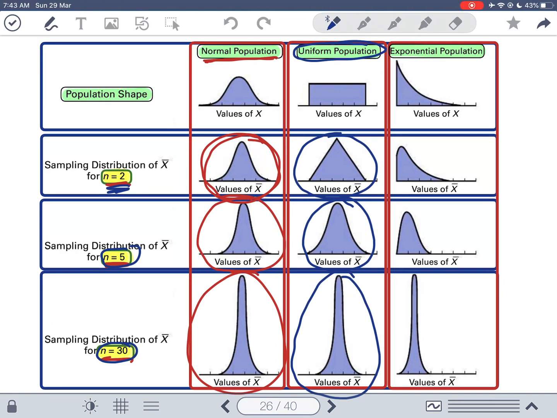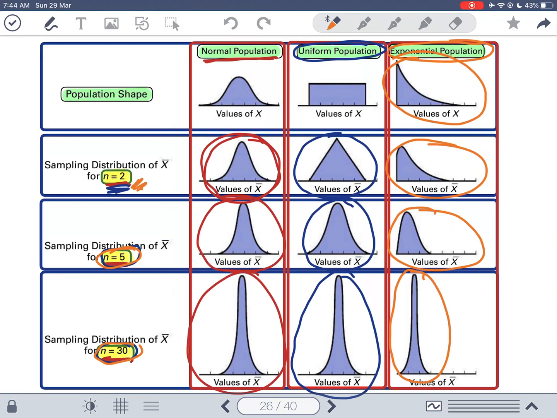There are some situations where you need more than 30, but those probably are things that you will not see in this course. And the last one is if you have an exponential population like this, then if you take n equal to 2, you will get a shape that still is not normal. N equal 5, you'll get a shape that is still okay, but not normal. It's not bell-shaped exactly. And if n is 30, yes, now we see that it looks normal. What is this distribution here? It's the sampling distribution of the sample means in all of them. It's the sampling distribution of sample means that becomes normal as the sample size increases.